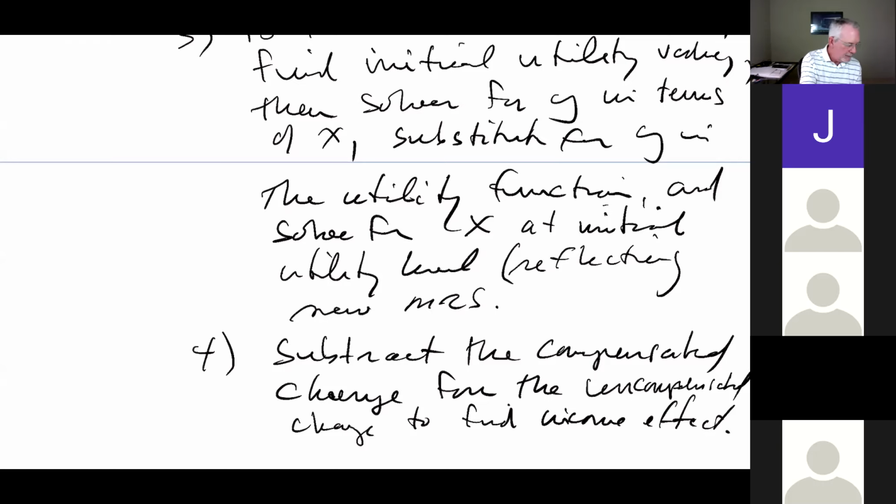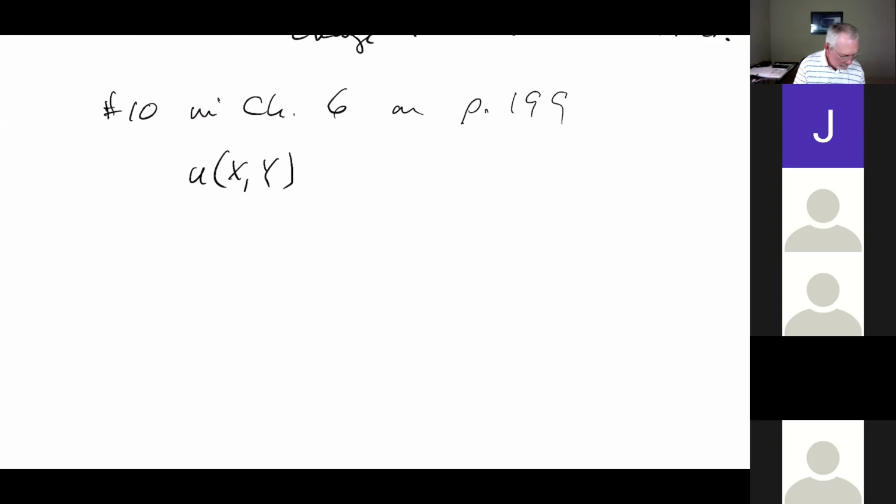Let me do an example that's in the back of the textbook. Let me do problem 10, number 10, in chapter 6 on page 199. And this has a little different sort of utility function, to give you a different look at it. So what we have in this problem is Antonio's utility function for the goods X and Y. Antonio's utility function is equal to 2 times the quantity square root of x plus square root of y.